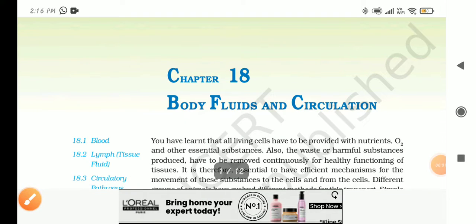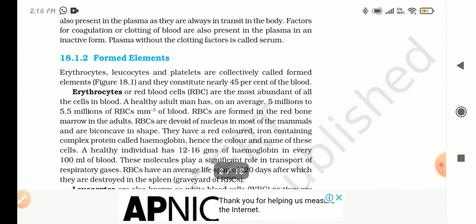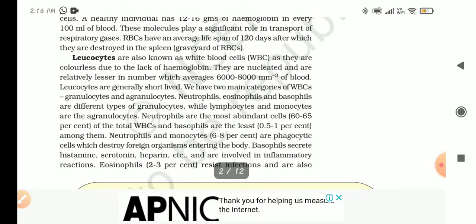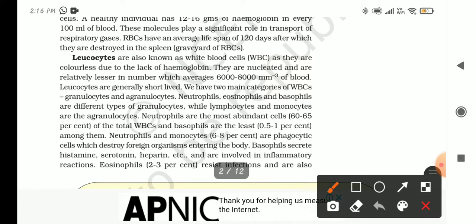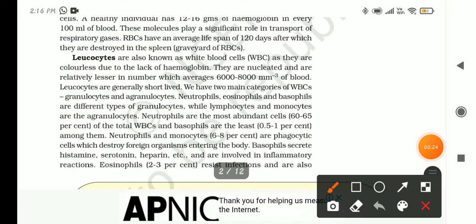This is the second part of the third part of our chapter, which is body fluids and circulation. Till now we have covered the formed elements, and we have discussed leukocytes a bit, so we are going to start with the leukocytes again. What are leukocytes? Leukocytes are nothing but WBCs only.